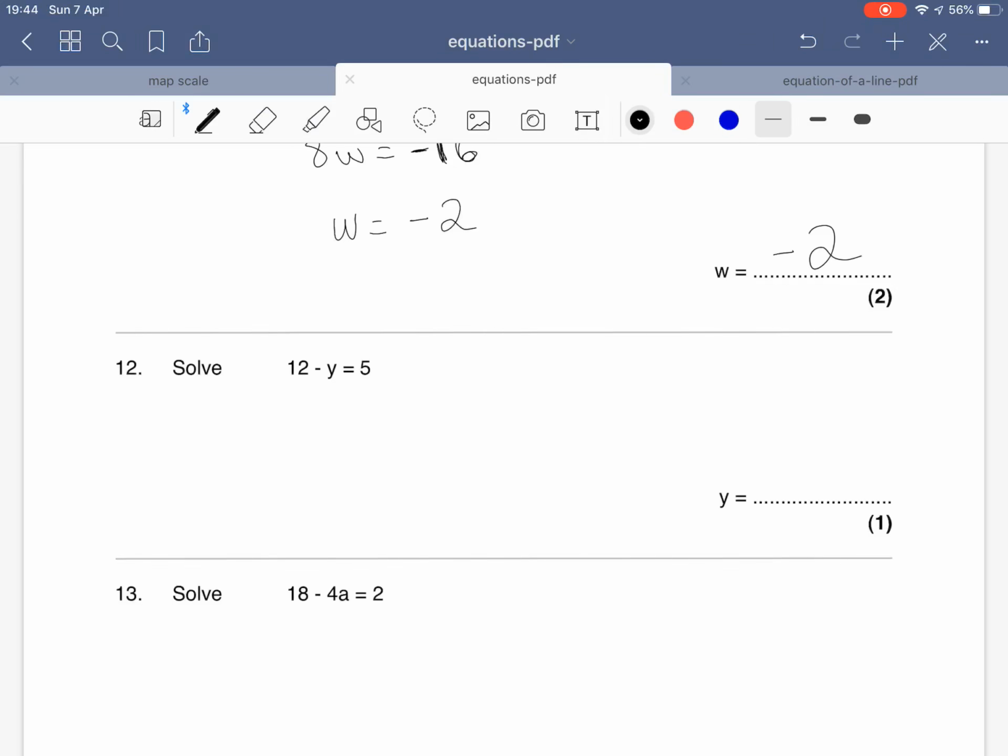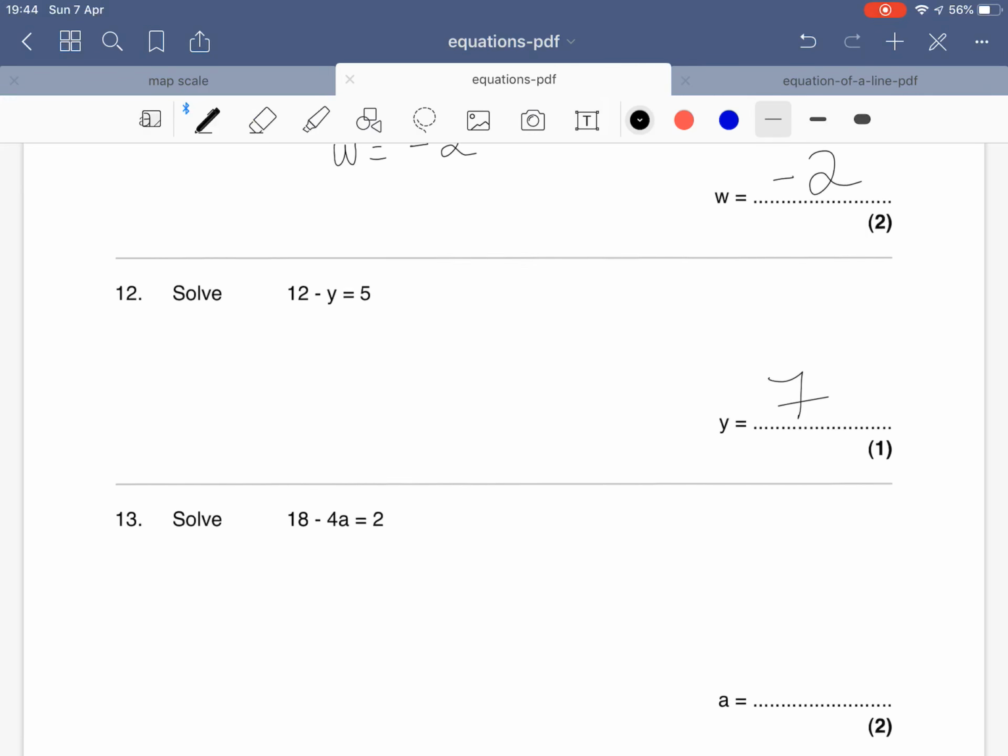Okay, a little random straightforward one. So 12 take away what is 5. We know 12 take away 7 is 5, so y is 7. Don't know why that random one is in there.